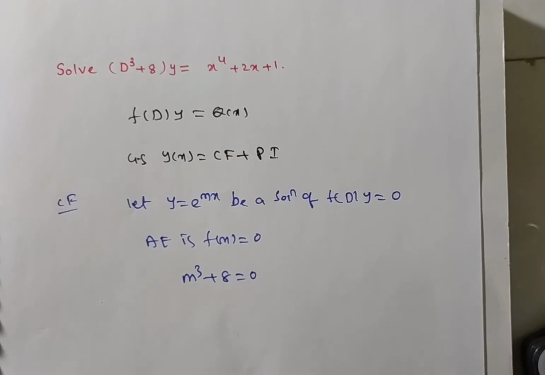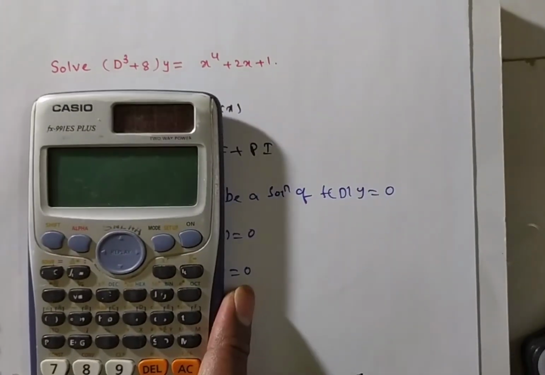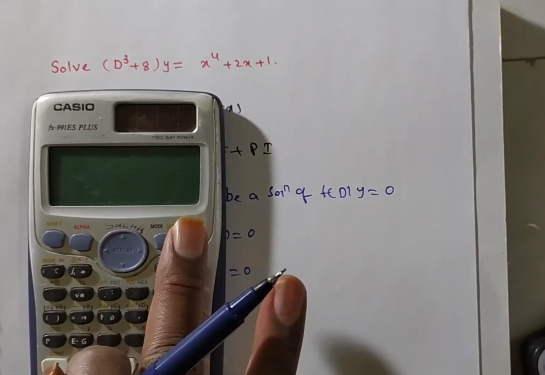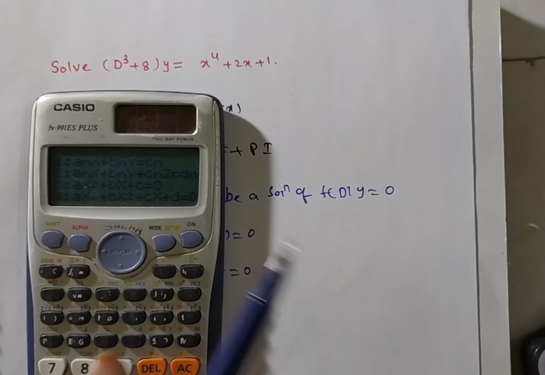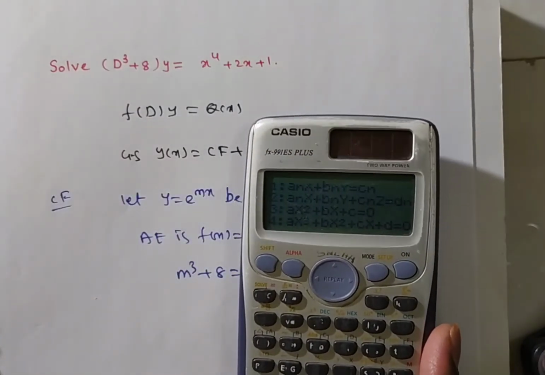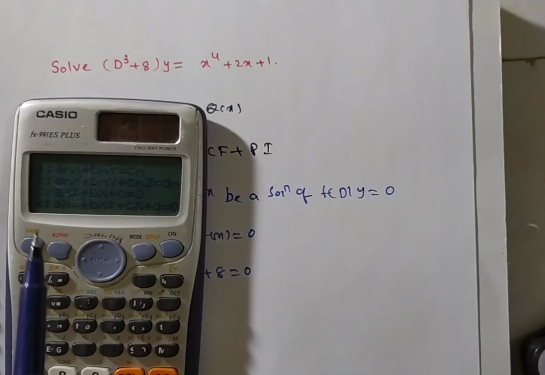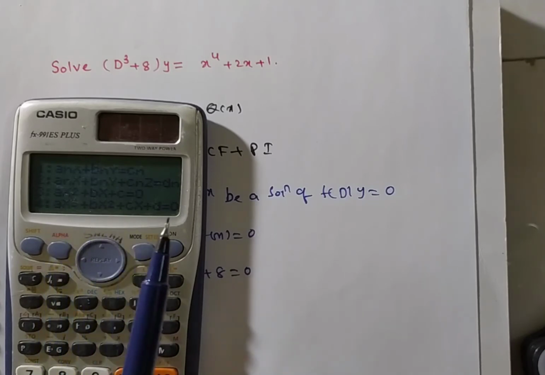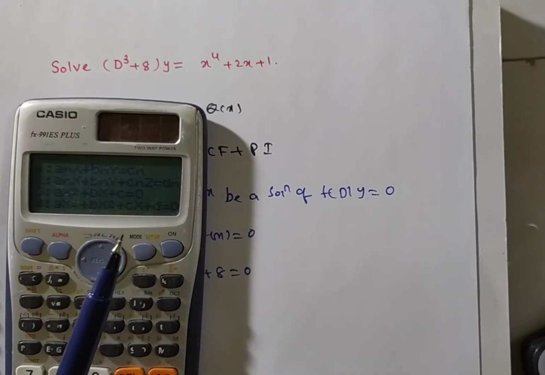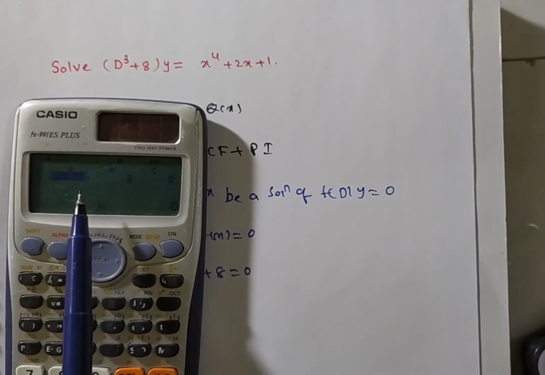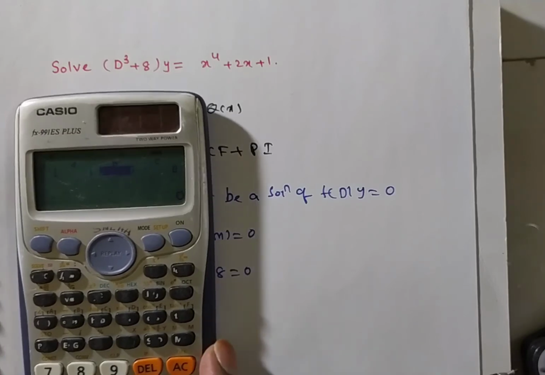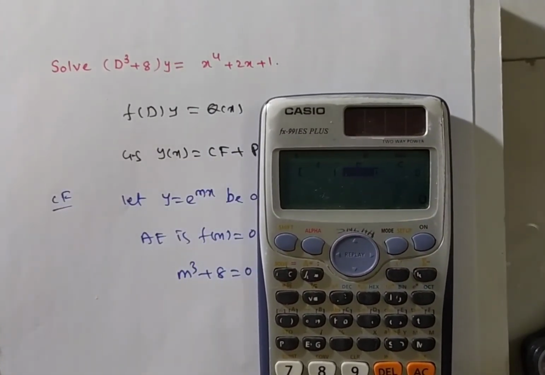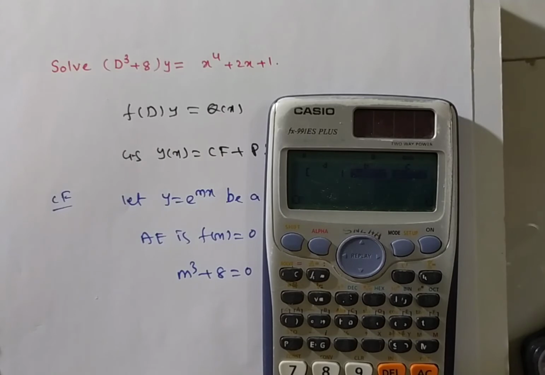You see friends, now you observe, this is a cubic equation, m³ + 8 = 0. So go for the cubic equation, that is ax³ + bx² + cx + d. Now press 4. Here you need to enter the m³ coefficient first. The m³ coefficient is 1. Next the m² coefficient. Is there any m² term in m³ + 8? No m², so you write 0, again equals.